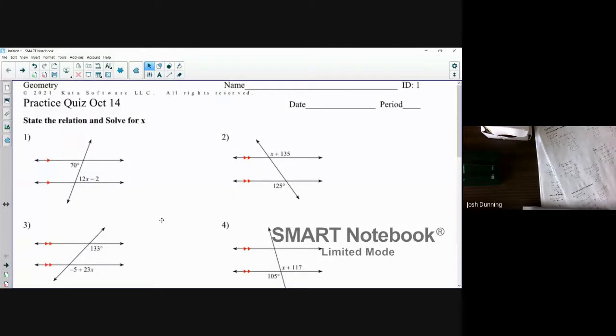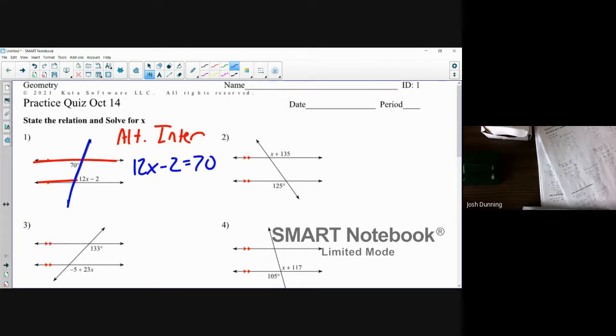All right. Number one, state the relation and solve for x. So we're in between the two parallel lines, so these are alternate interior. They're inside your parallels, in between them, and they're on opposite sides of your transversal. So we got 12x minus 2 equals 70. Add the 2. Divide by 12, and you get 6.